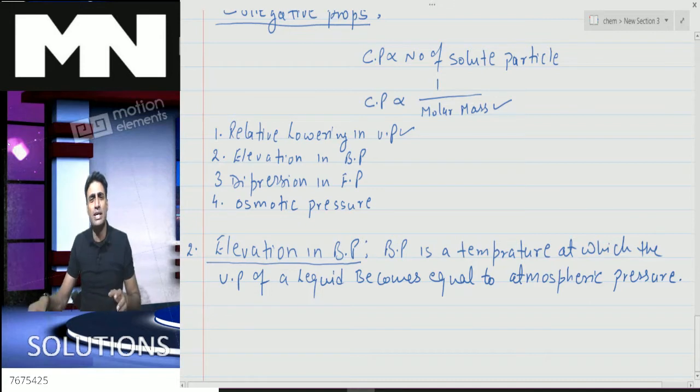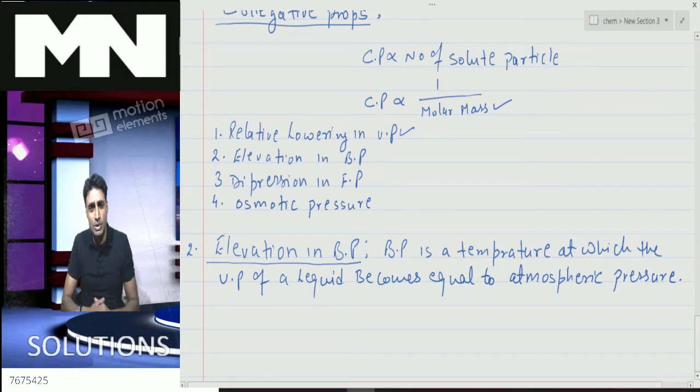But suppose I add a non-volatile solute in water. As I explained earlier, a non-volatile solute will reduce the vapor pressure of a liquid. That means a lesser number of particles are moving into the vapor phase. That means now it will not become easier for the vapors of a liquid to become equal to atmospheric pressure. That means I have to heat it more. So we'll see some elevation in the boiling point.